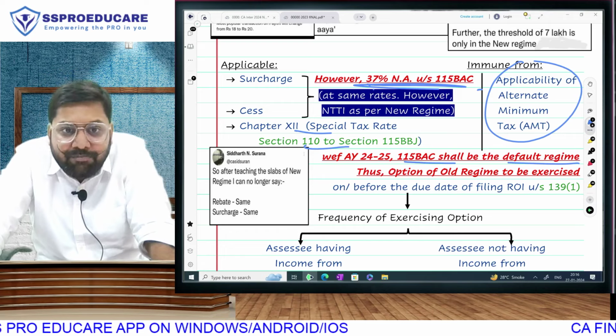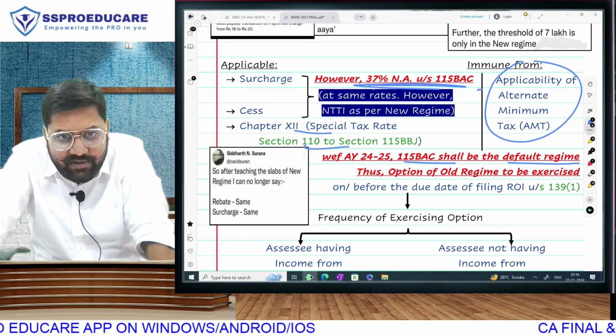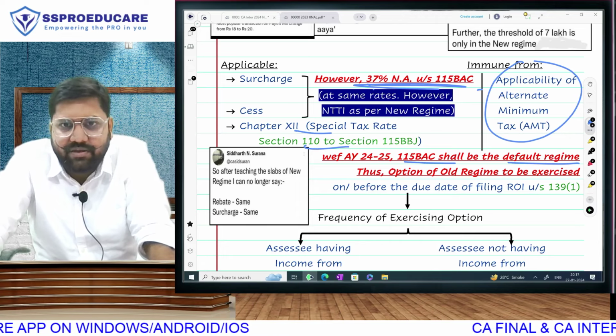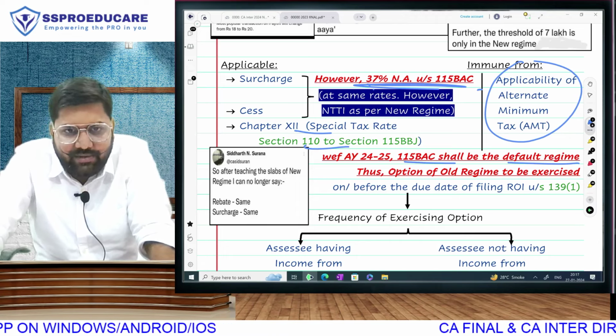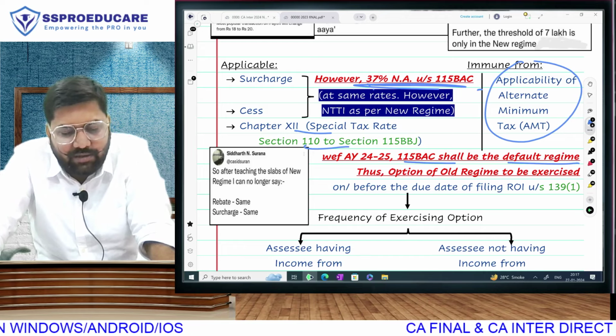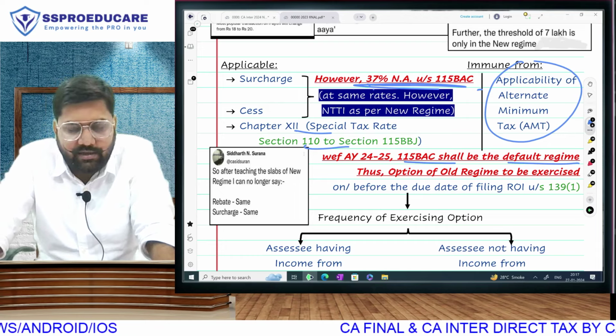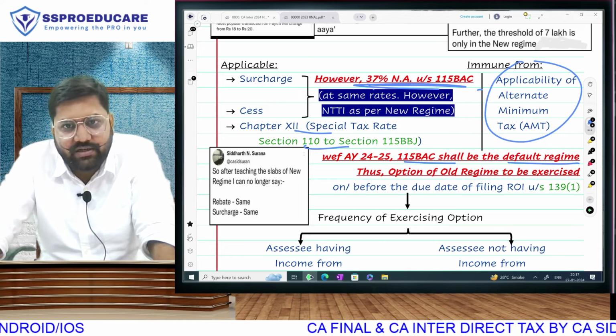That is a change. So change number 1, amendments I am telling you, because these are revision cum amendment. Amendment 1, AOP and BOI will be covered. Amendment 2, all the slabs have changed. Amendment 3, rebate eligibility is up to 7 lakh and rebate quantum is up to 25,000, with marginal relief also available. Next amendment, surcharge of 37% is not applicable.